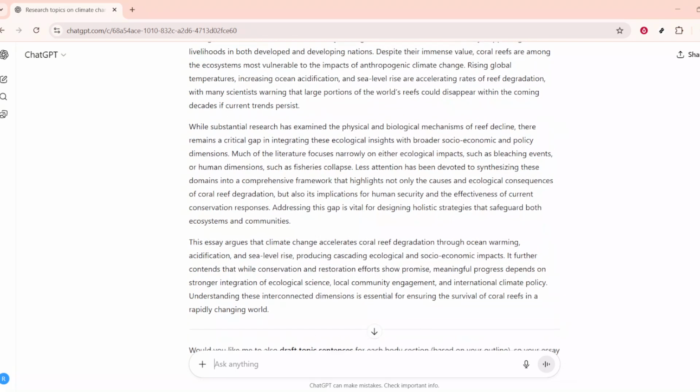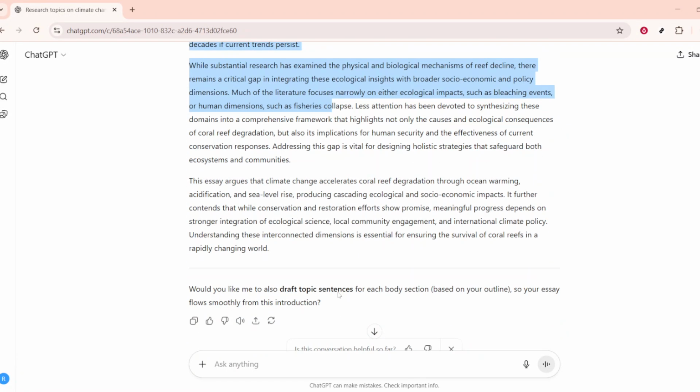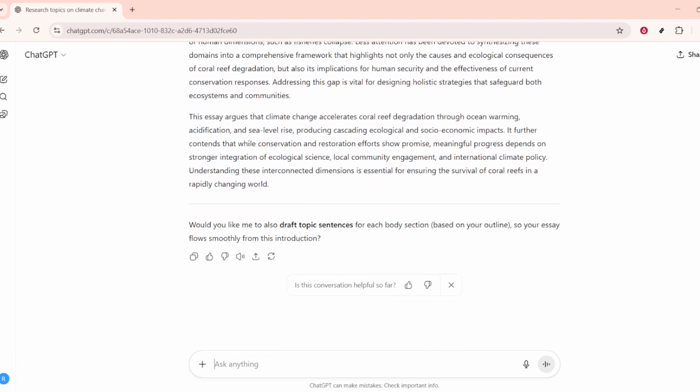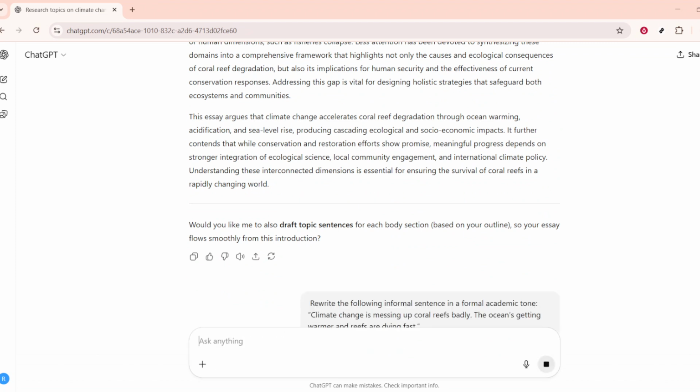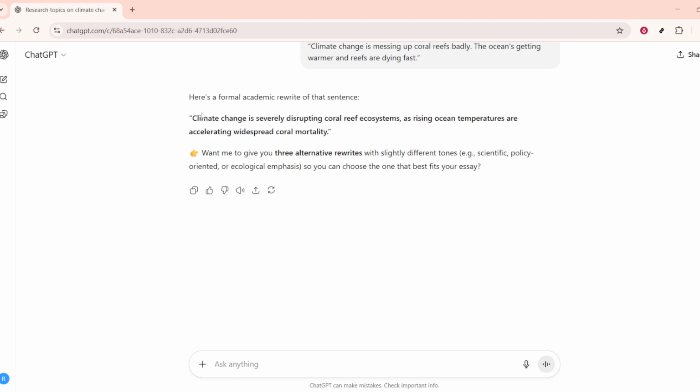Drafting a compelling introduction is the step where you'll hook your readers. For an essay on climate change and coral reef degradation, your introduction needs to incorporate important background information, highlight the urgency of the research gap, and clearly present a thesis statement summarizing the argument. Such an introduction not only captures the reader's attention, but also establishes the significance of your study.